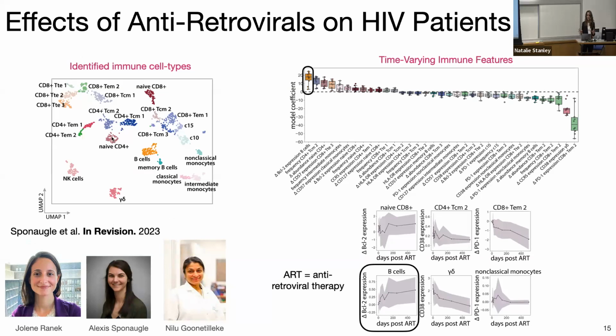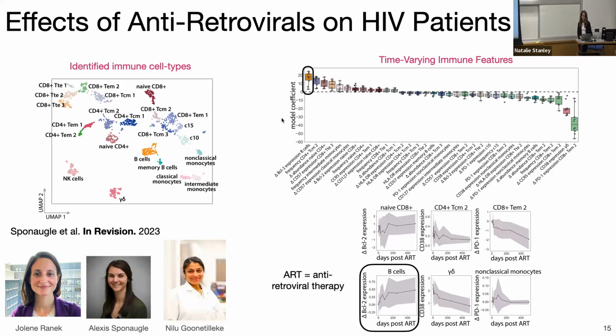In this case, what we were trying to do is predict time since having received an antiretroviral therapy. So we did all of this clustering and feature engineering, and then we trained a regression model to predict time since antiretroviral therapy. Here I'm plotting the model coefficients. A high positive coefficient means you're more positively associated with a later time point, and a larger magnitude negative coefficient means you're more associated with an earlier time point.